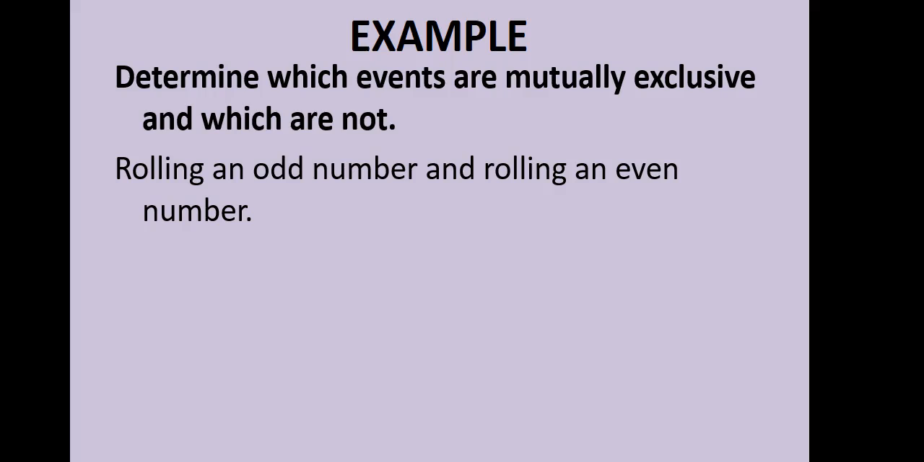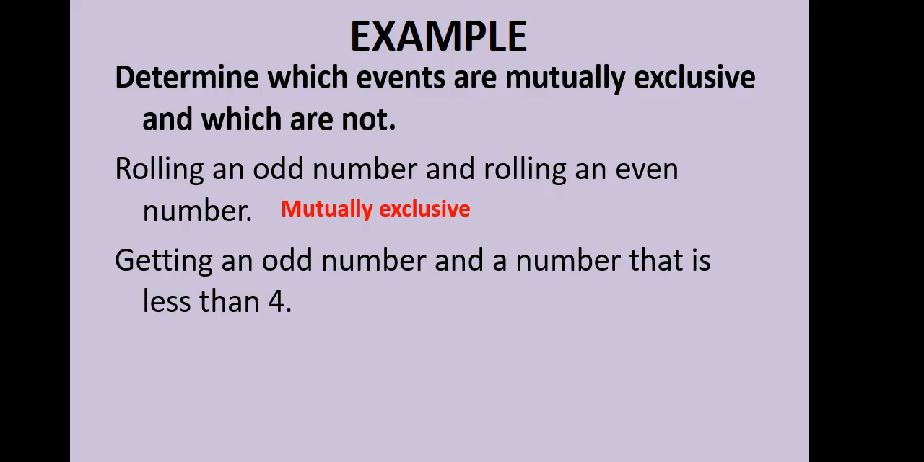And the question is, can those events happen at the same time? In other words, can I roll an odd number and an even number at the same occurrence? If I just roll one number, can it both be odd and even? And the answer is no. So that would mean that those are mutually exclusive events. They cannot happen at the same time. There is no number that I can roll on a die that is going to be both odd and even at the same time.